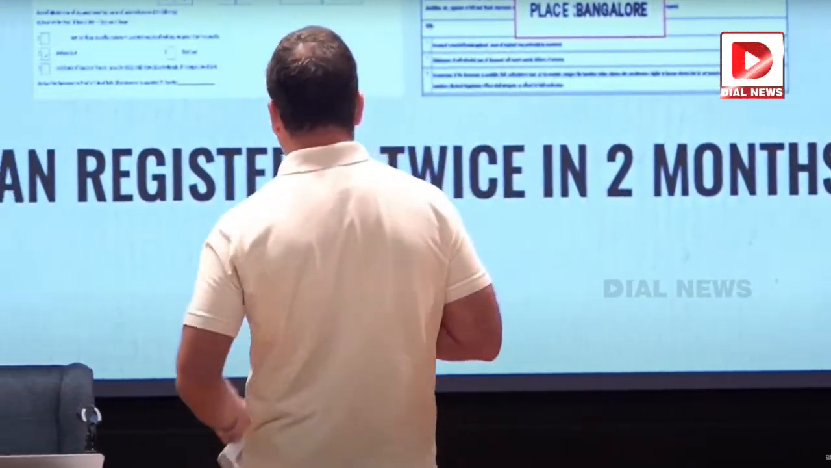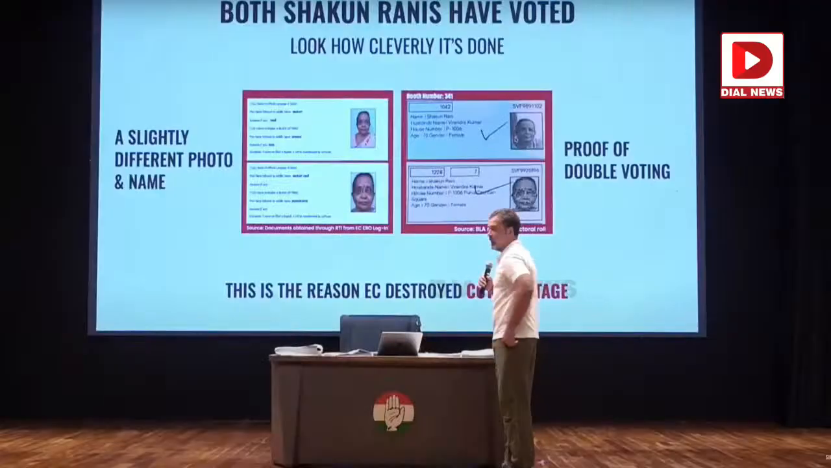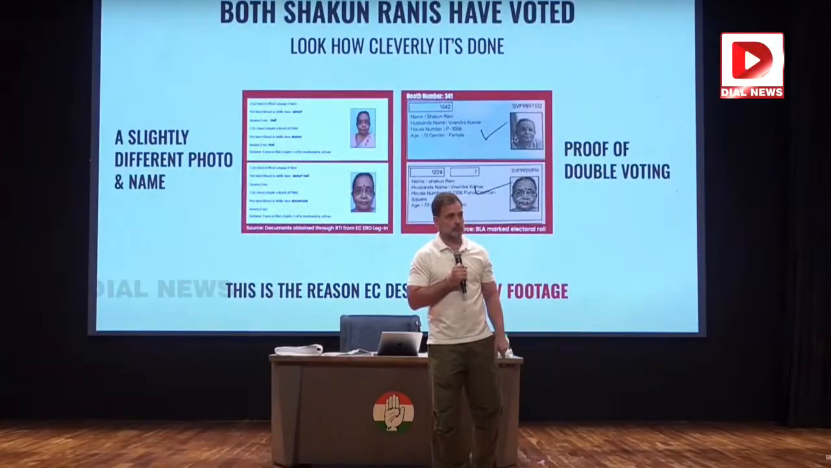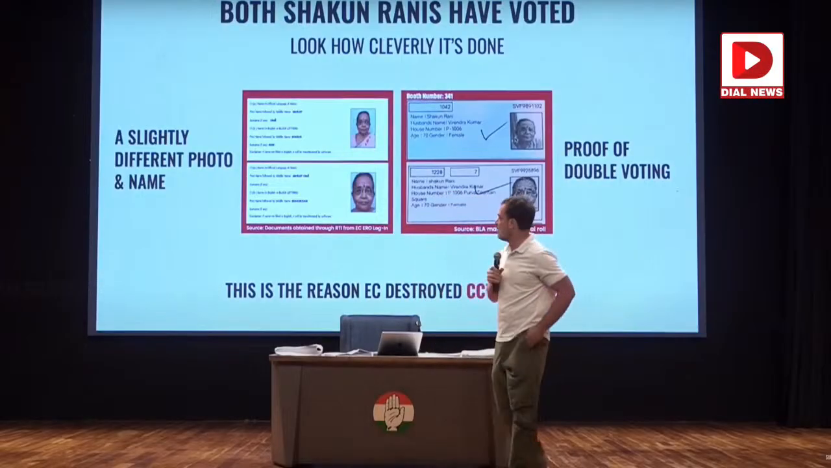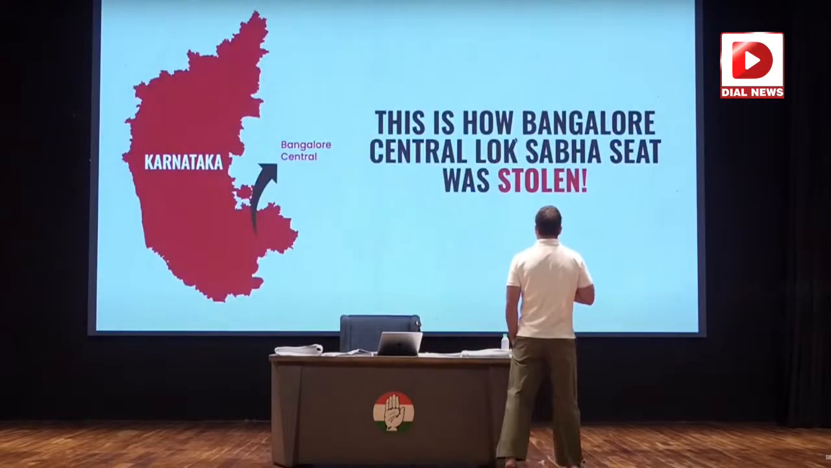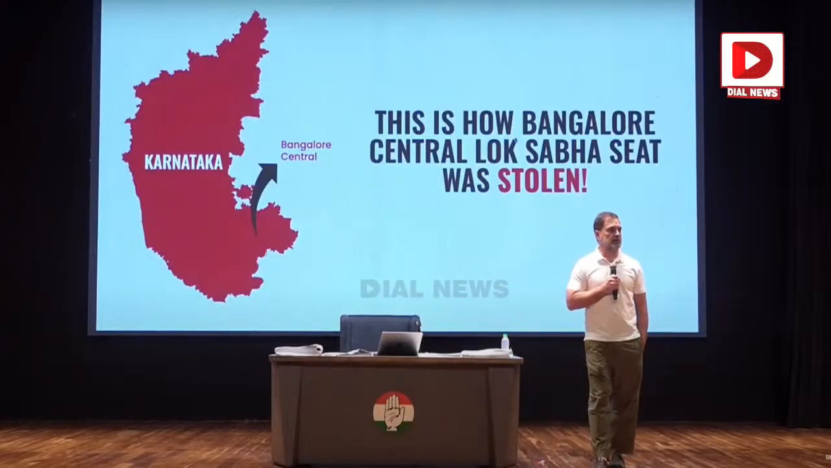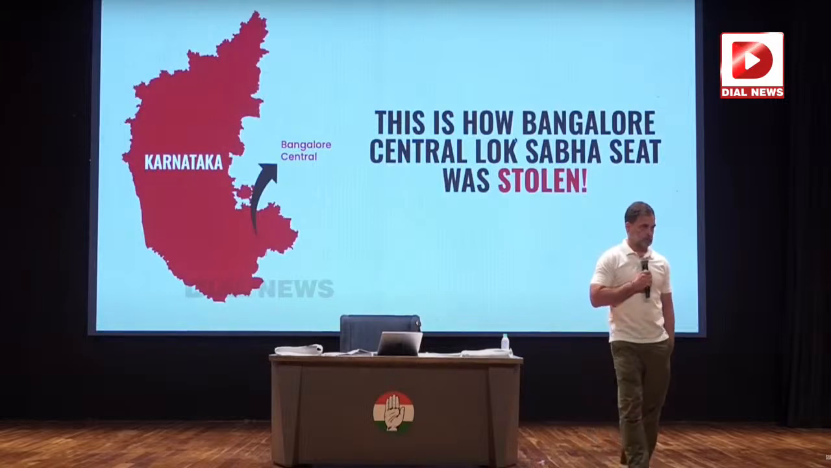Right? And she registers herself twice in 2 months. And then she goes and votes. Or somebody else votes for her. This is how the Bangalore Central Lok Sabha election was stolen.